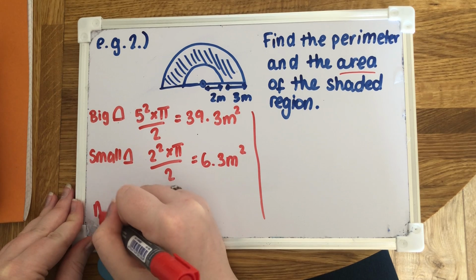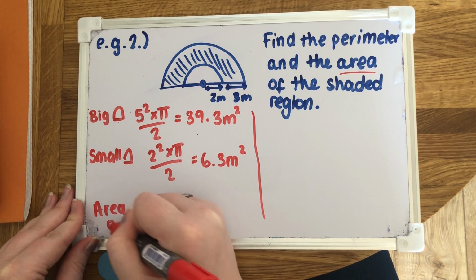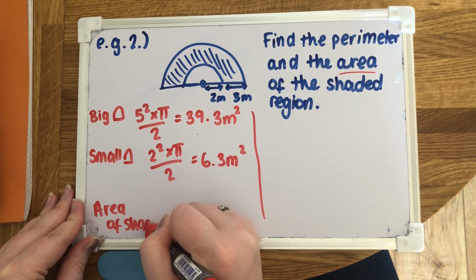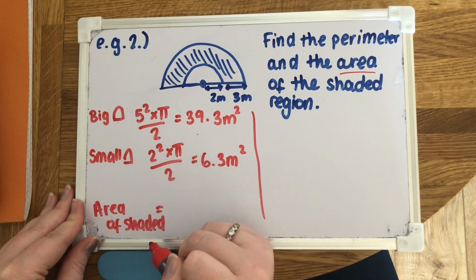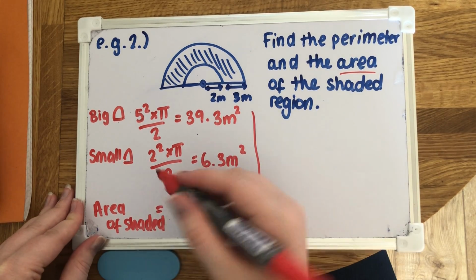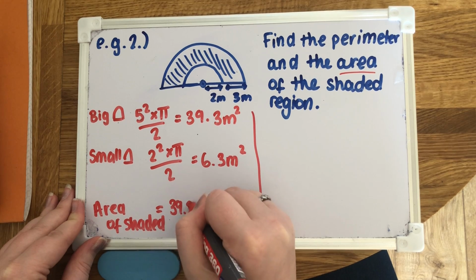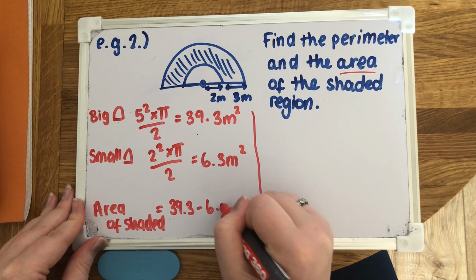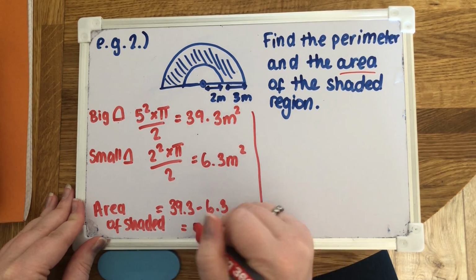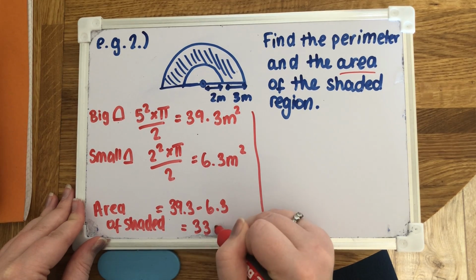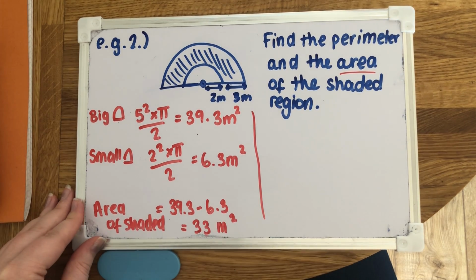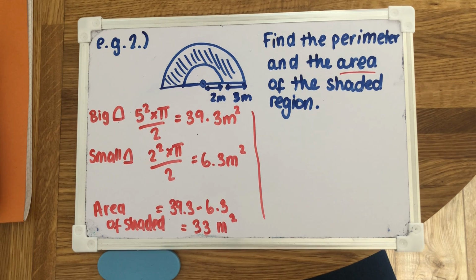Okay, so the area of the shaded bit is just going to be these 2 answers subtracted from each other. So 39.3 subtract 6.3, which would give us 33 meters squared. Okay.